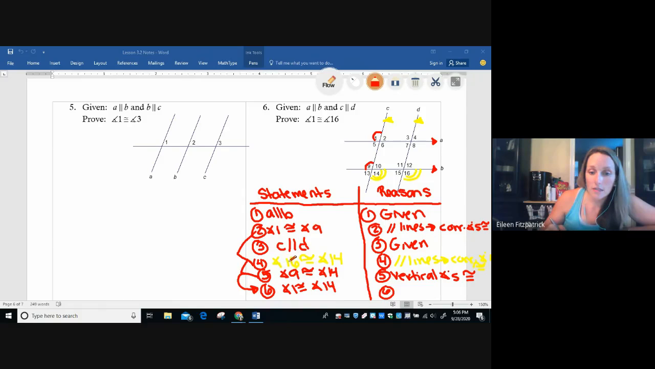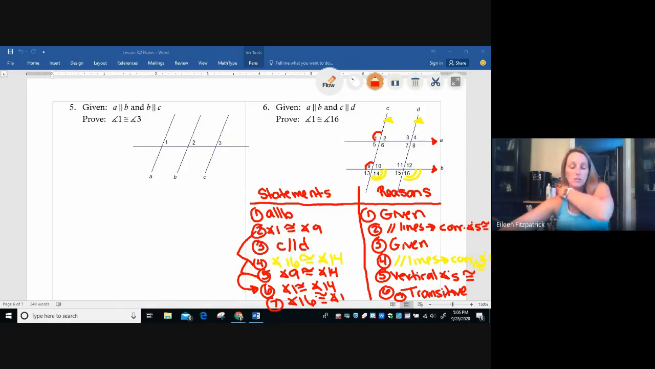And then if 16 is congruent to 14 and 1 is congruent to 14, what does that mean? It means that 16 is congruent to 1. And we use transitive twice. I've run out of room, I'm just going to write it. Transitive. You actually don't even need to write 2 steps. You could list both of those under step 6, and then the justification would be transitive step 6.